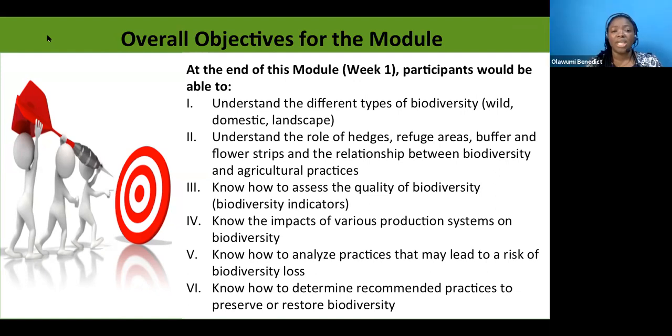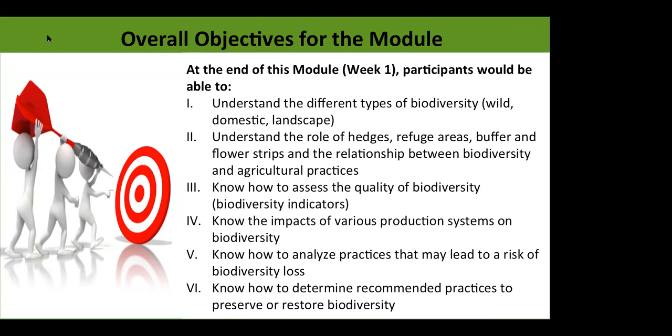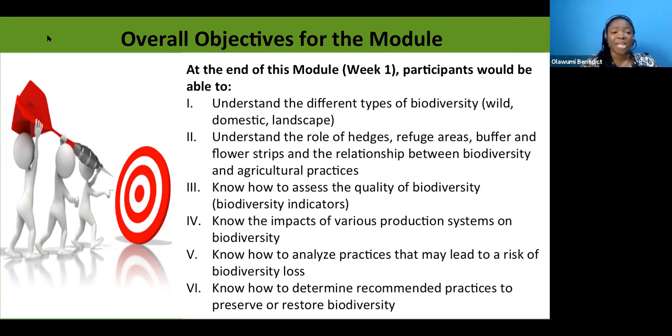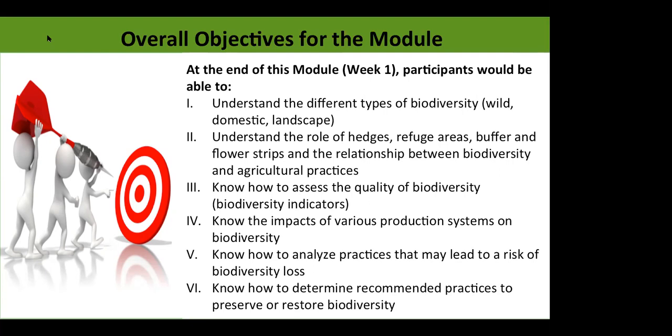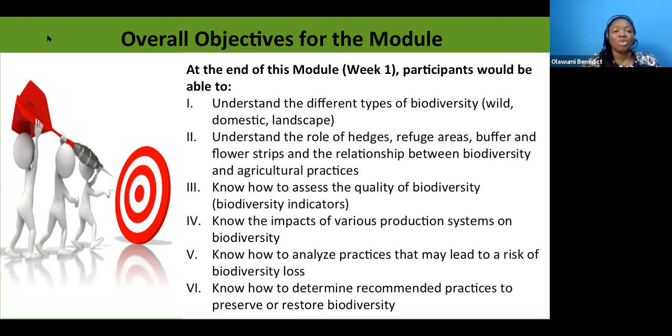Then we move on to the third objective. We know how to assess the quality of biodiversity, the biodiversity indicators. What are the things that we look at? And then we are able to say that, oh, I have this level of biodiversity on my farm. These are things that we're going to look at in this module. Then we'll know the impact of various production systems on our biodiversity, the kind of production system that we are running currently. What is the impact on our horticultural farm? What are the things that it's going to affect?